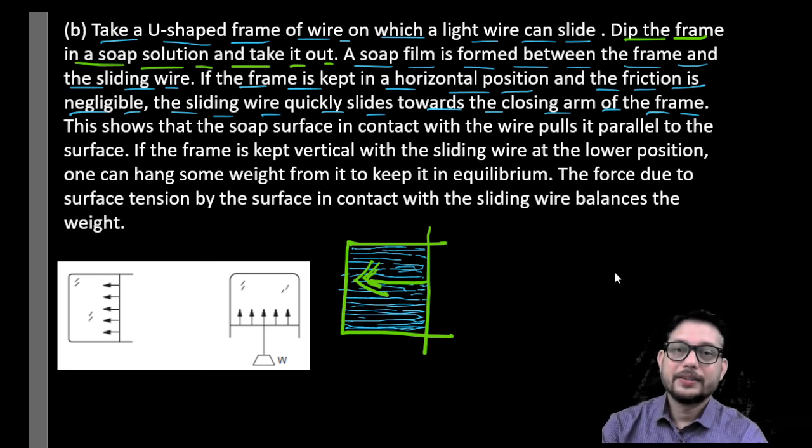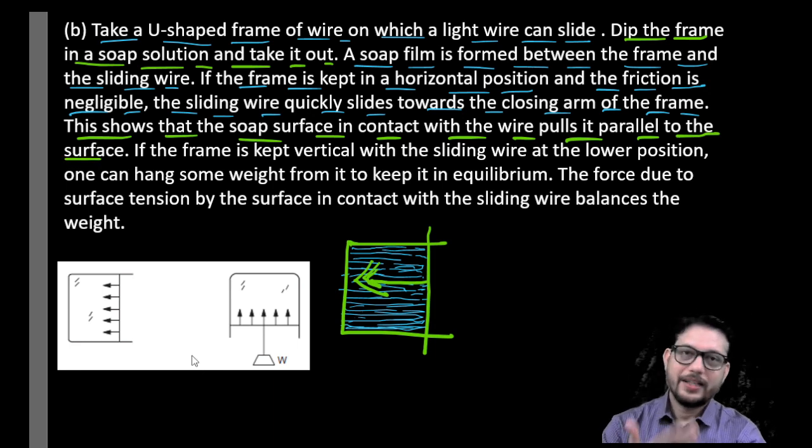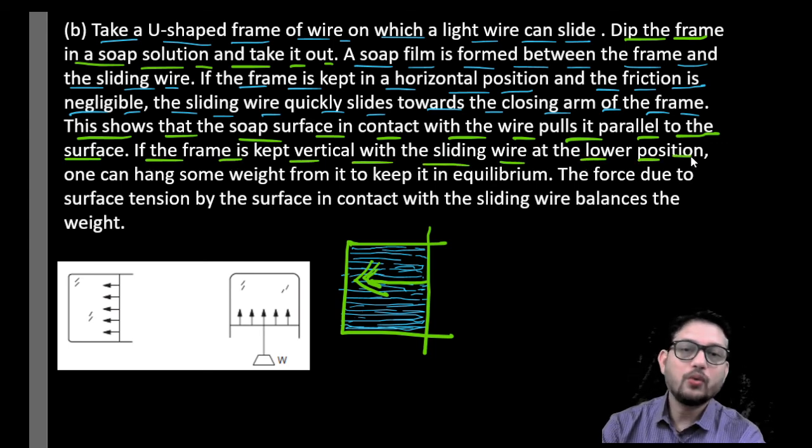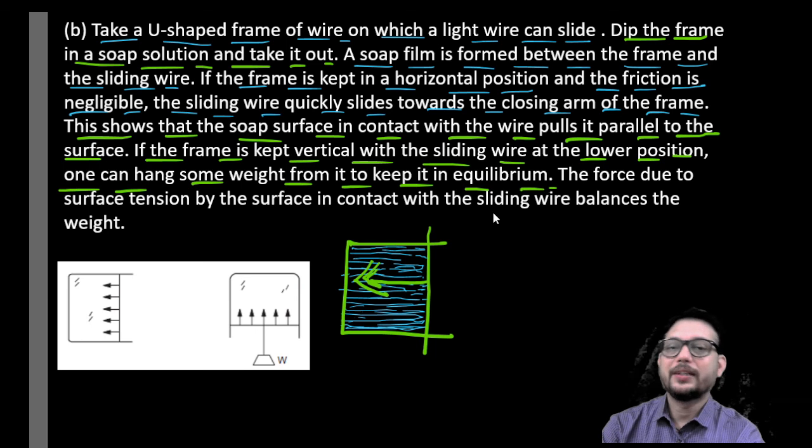Okay, this shows that the soap film in contact with the wire pulls it parallel to the surface. It is obvious that your wire is sliding in the direction parallel to the surface, and if the frame is kept in a vertical position with the sliding wire, at the lower position one can hang some weight from it to keep it in equilibrium.